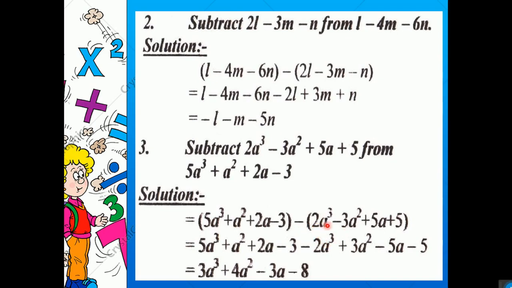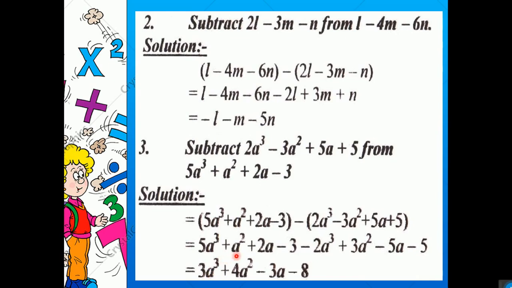This plus 2a cube becomes minus 2a cube, and this minus 3a square becomes plus 3a square, and this plus 5a becomes minus 5a, and this plus 5 becomes minus 5. Now adding the coefficients of like terms. There is a cube and there is a cube. Its coefficient is plus 5 and its coefficient is minus 2. So plus 5 minus 2 is equal to 3a cube.